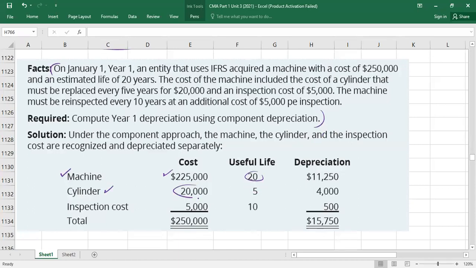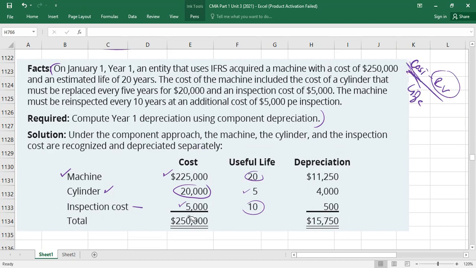Amount is how much? 20,000. Life is how many years? 5 years. Then we have an inspection cost which needs to be done every 10 years. The inspection cost is how much? 5,000, and its life is 10 years, because a 10-year inspection is required. So obviously we have to depreciate now, and it's a straight line method. You don't have any residual value. You are applying this formula: cost minus residual value divided by life. So there is no residual value. So simply I'm dividing cost by the life.